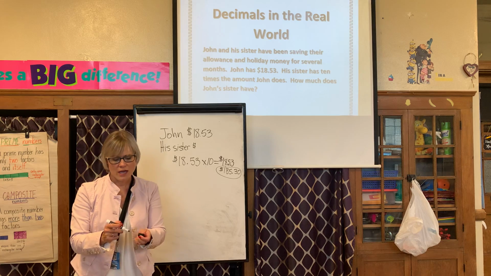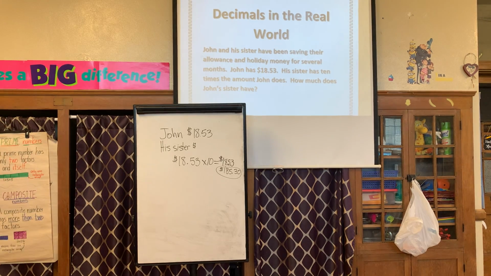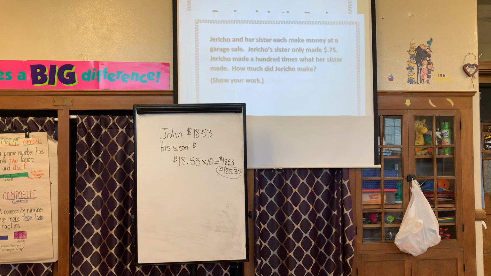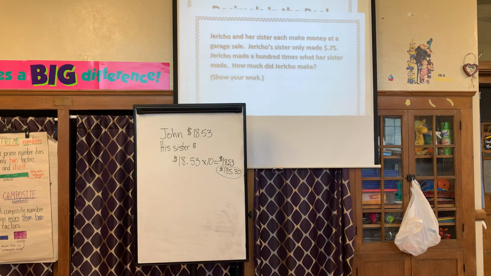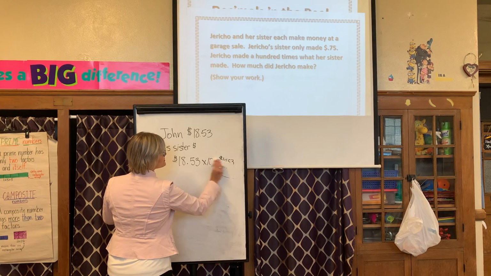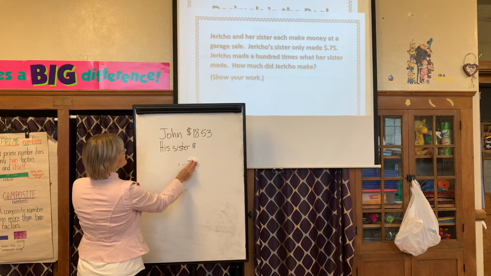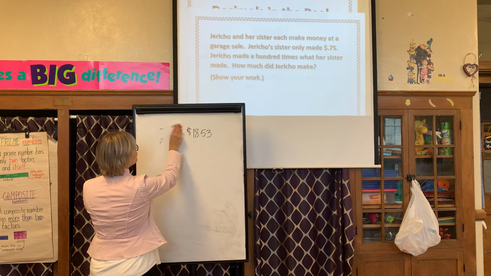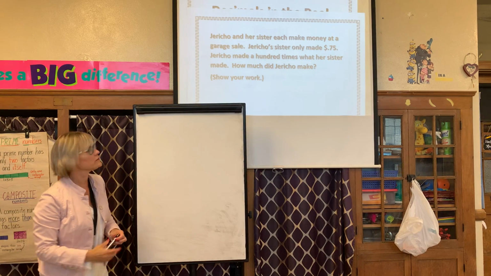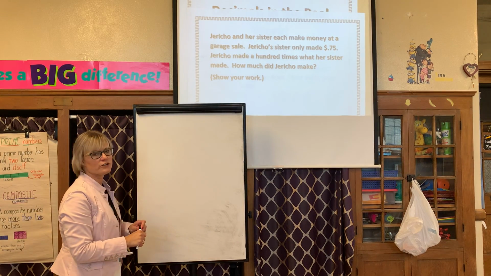All right, so I'm going to put up another problem for you, and I want you to try this problem. You can pause the video and try this problem, and then come back and we'll check it. So let me read it for you. Jericho and her sister each make money at a garage sale. Jericho's sister only made 75 cents. Jericho made 100 times what her sister made. Wow. She must have had some pretty cool stuff in the garage sale. All right, how much did Jericho make?